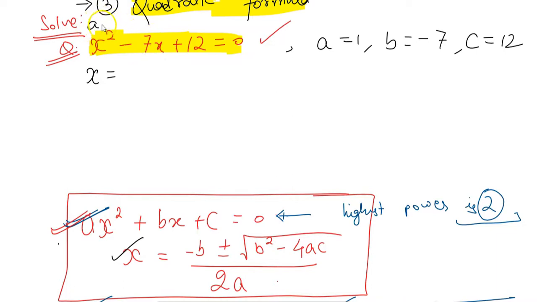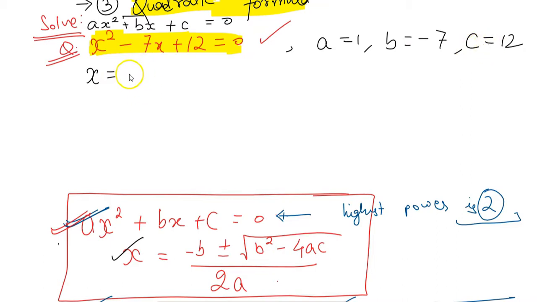Compare this equation with the standard equation ax square plus bx plus c equal to 0. That means for b, you have to write it in the form of plus, so you get plus minus 7x. So b is minus 7, c is 12.